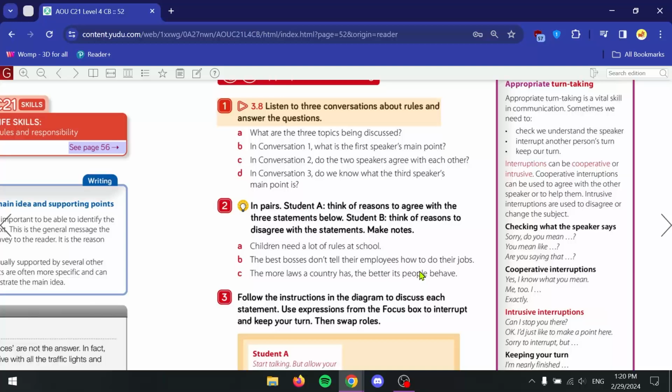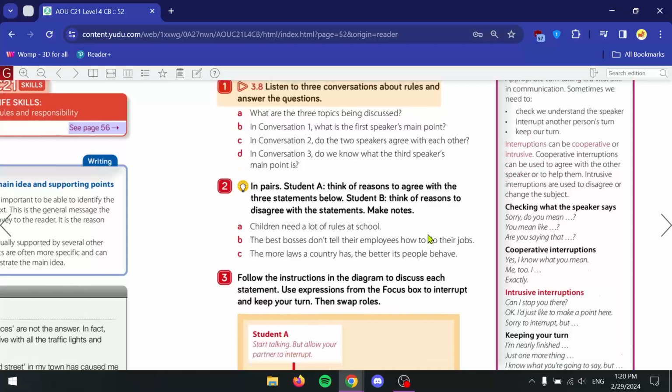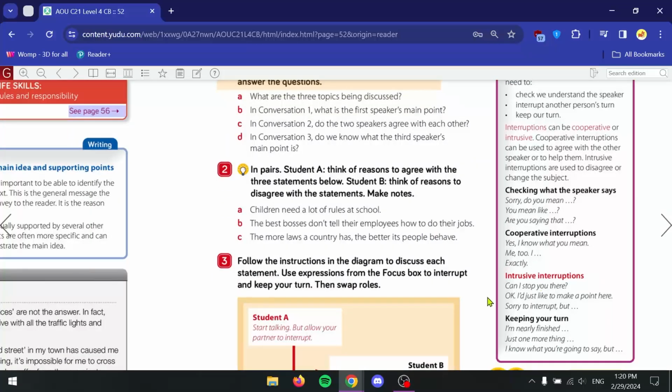This is used to sometimes simply disagree with the person, or disagree and change the subject, or just change the subject. For example, say someone is blaming you for something. You can say, "Can I stop you there?" And then explain your point of view. Or you can simply say, "Can I stop you there?" And walk away. And it would be bad communication, but you get what I mean.